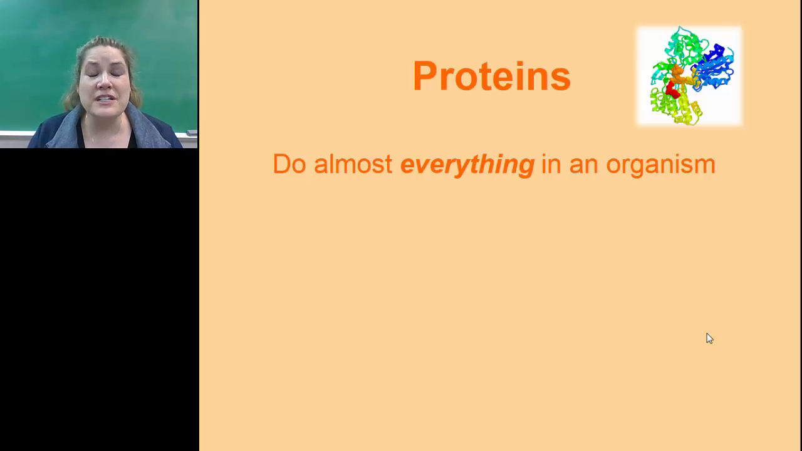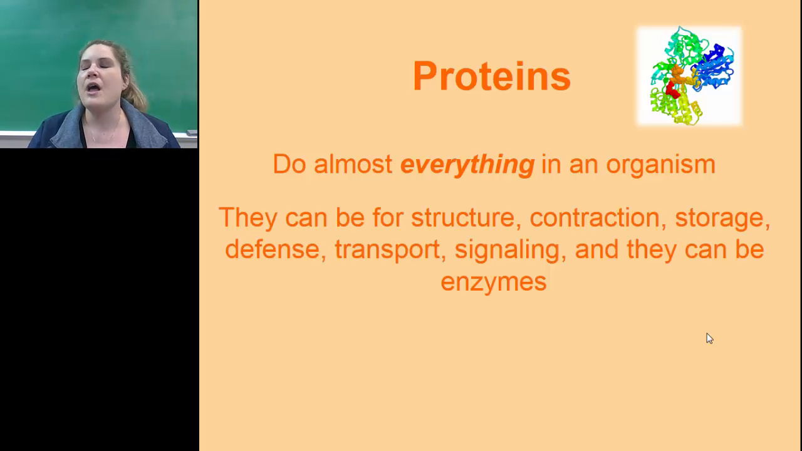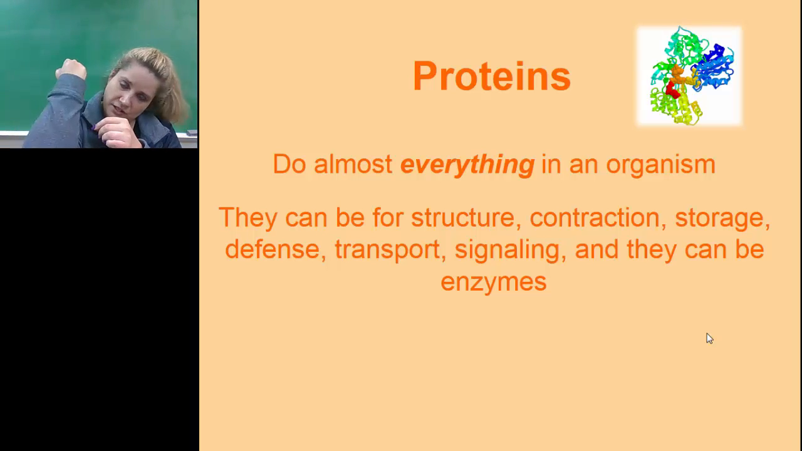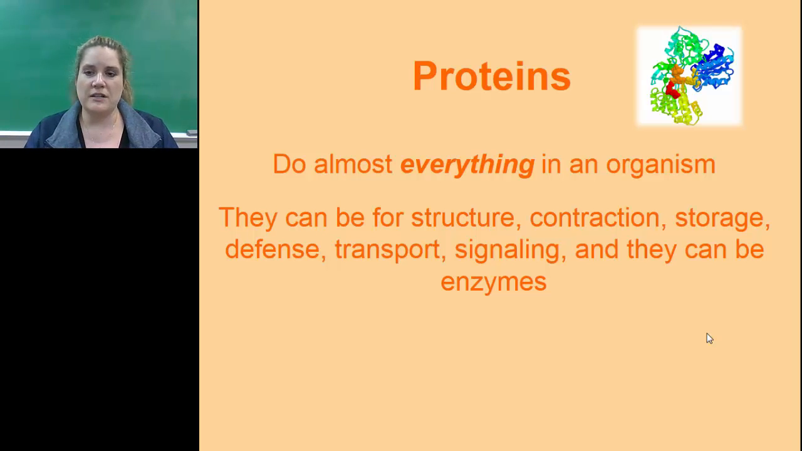Proteins do almost everything in an organism. If it's getting done, if somebody's asking you what does this, default to proteins, because proteins do everything cool in an organism. It's always a protein. They can be used for structure, just like carbohydrates and lipids are used for structure. They can be used for contraction. So when your muscles get smaller on purpose because you want to lift something, that's a protein that's going to do that for you. They can be used for storage.